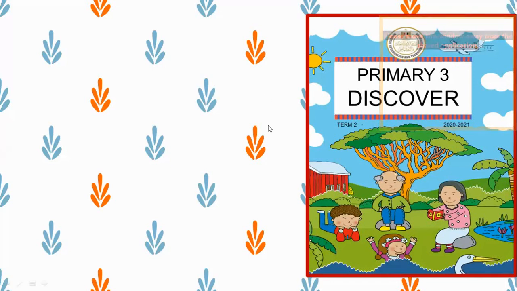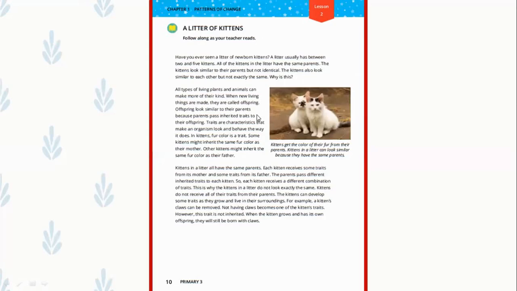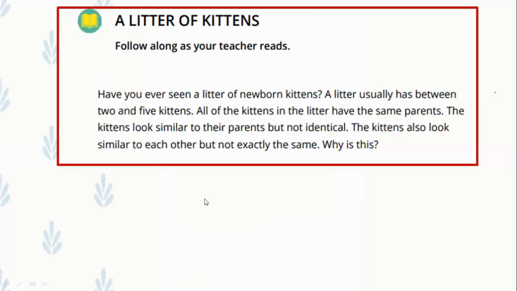Today, we are going to take a new lesson in our Discover book. And of course, we are continuing with Chapter 1, Patterns of Change. Today, we are going to discuss page number 10, A Litter of Kittens. Let's get started. A litter of kittens.